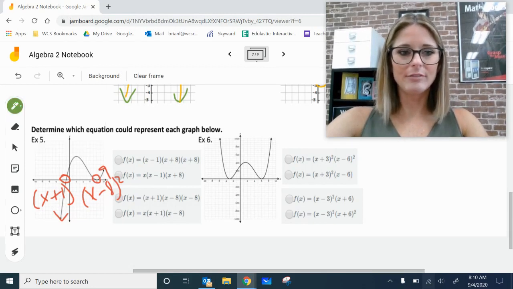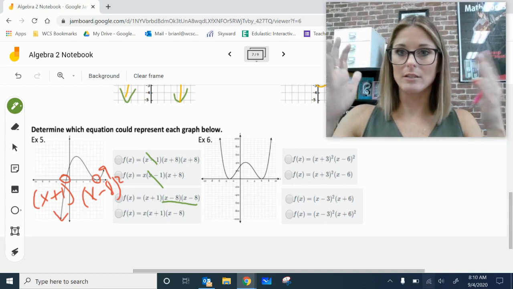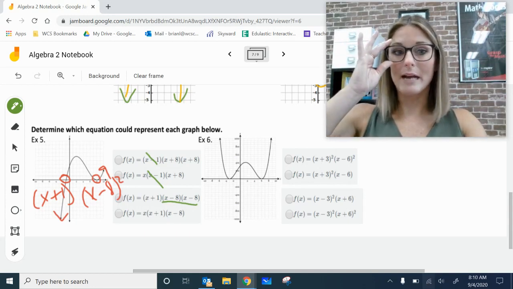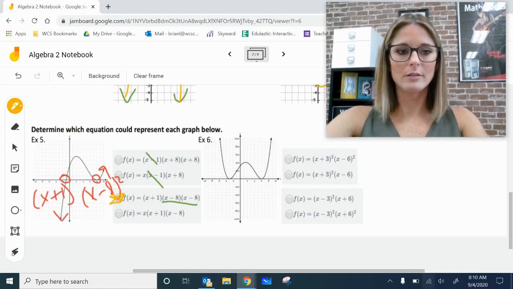So let's see. We should have an x plus 1 of these last two, and then I need 2 of the x minus 8s, or that would be quantity of x minus 8 squared. There's 2 of them for it to bounce there. So it's going to be that third answer choice.